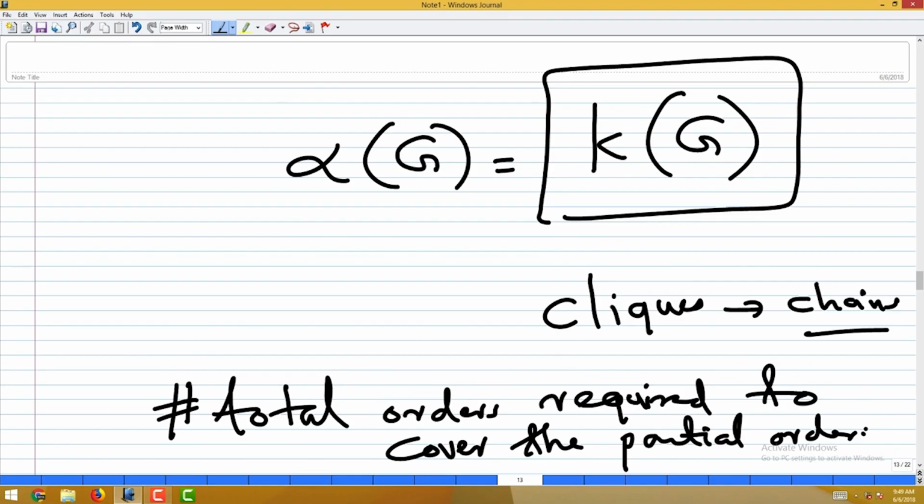What is that? Number of chains required to cover the partial order. You can easily see that it has to be at least the size of the anti-chain, because a chain cannot take two vertices from the anti-chain, because in a chain any two vertices have to be related with each other. It's a total order.